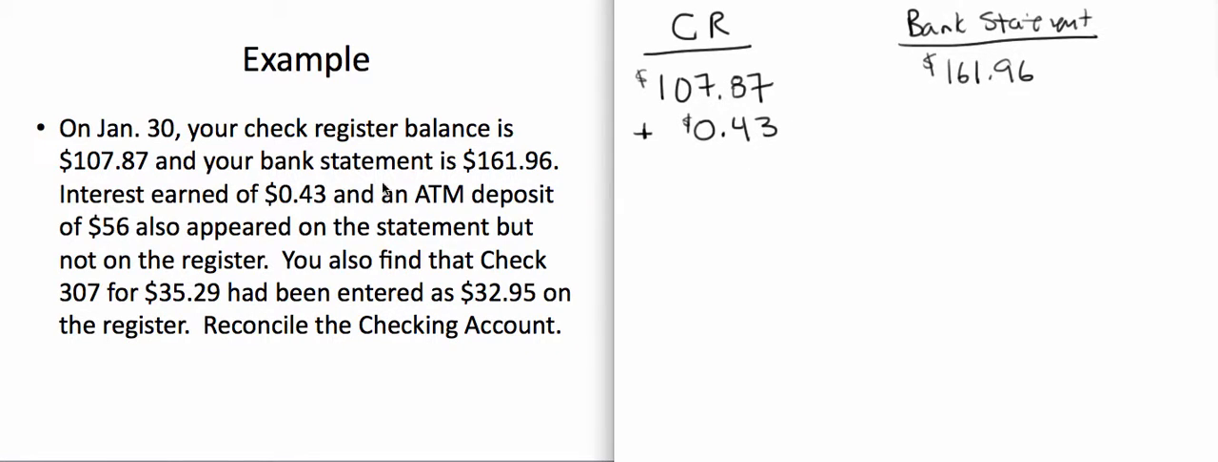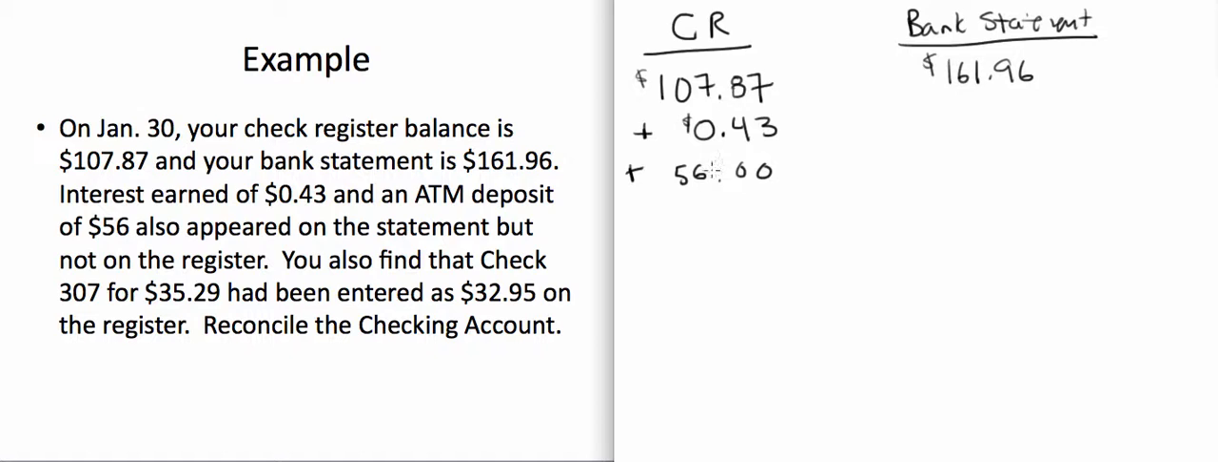But we also see that it says an ATM deposit of 56 was on the statement but not in the register. Okay, so you put money into the ATM, or you deposited money into the ATM, but you didn't put that recorded in your check register. So we got to add that in as well. So we got to add in $56.